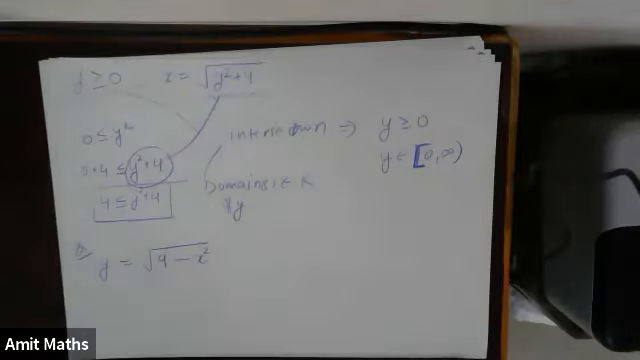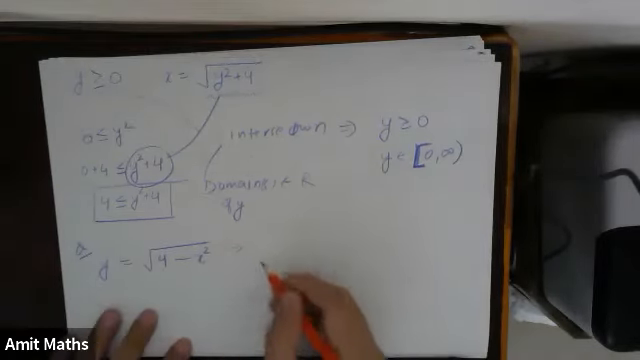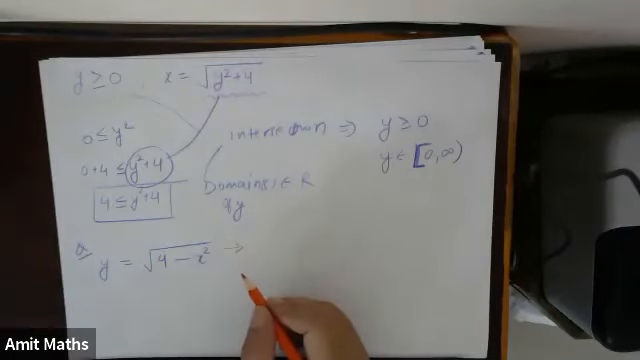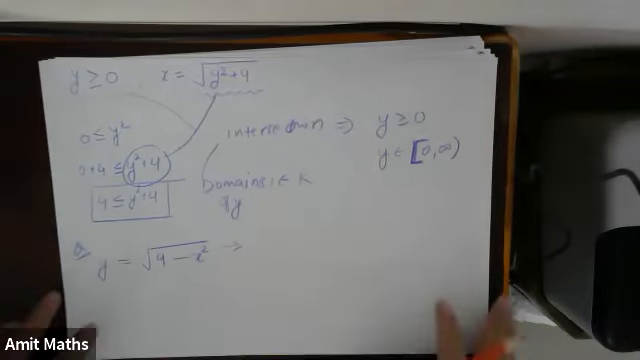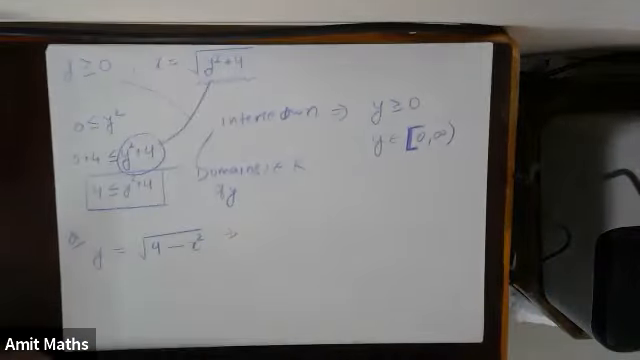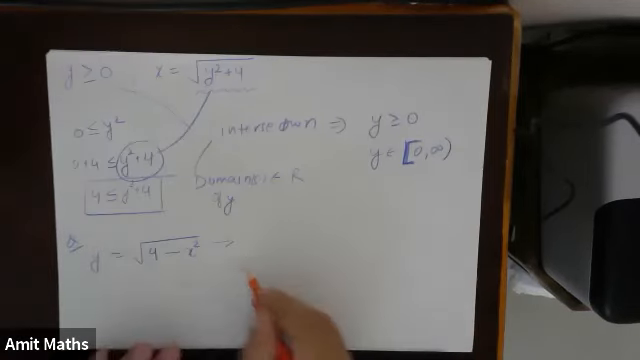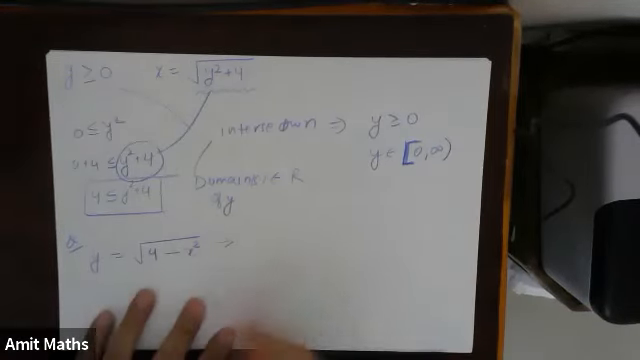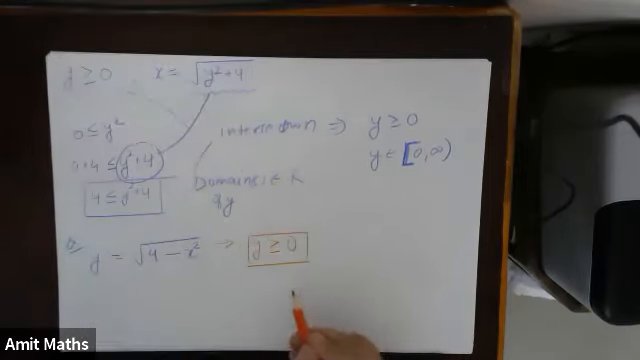Fine. So we'll try to solve it. What we'll do first is write the condition on y. Because this is under a root, y will always be greater than or equal to 0.